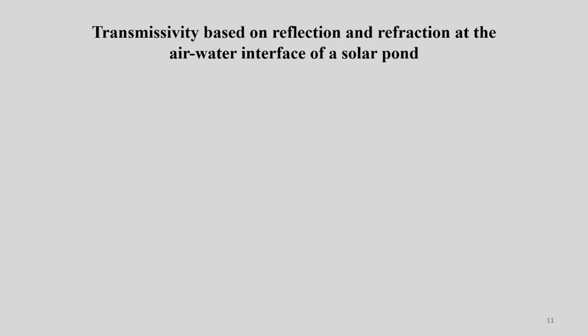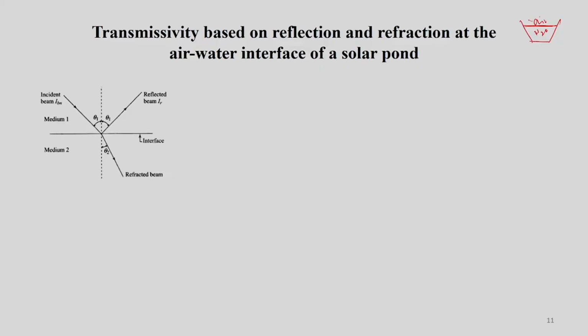Now let us analyze the performance of a salt gradient solar pond. For that we need to understand the transmissivity based on reflection and refraction at the air water interface, because we have air and water. This is the pond, and we have air here and we have water here. Okay, so this is the air water interface. So we need to know the transmissivity based on reflection and refraction, and also the transmissivity based on refraction.